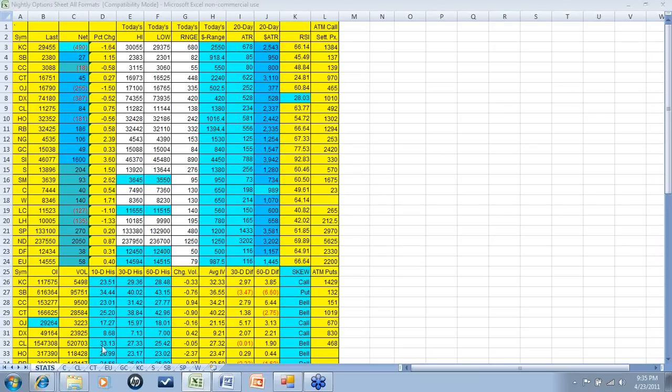The first sheet we're going to look at is the stats sheet, which is the bottom left-hand tab of your spreadsheet. If you click on the stats sheet on a nightly basis, you'll see the following information, which includes the commodity, the last trade of the day, the net of the last trade of the day, the percentage change, the high, the low, the range on the day, and the dollar value range.